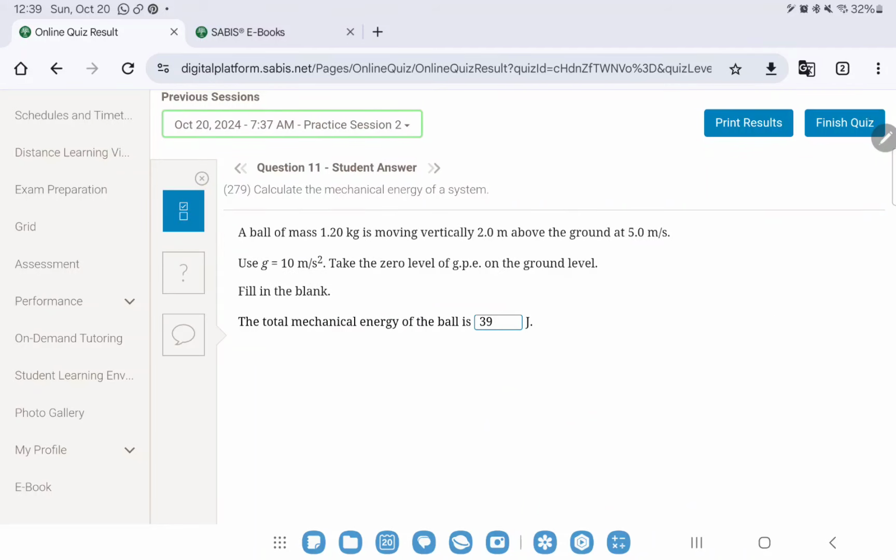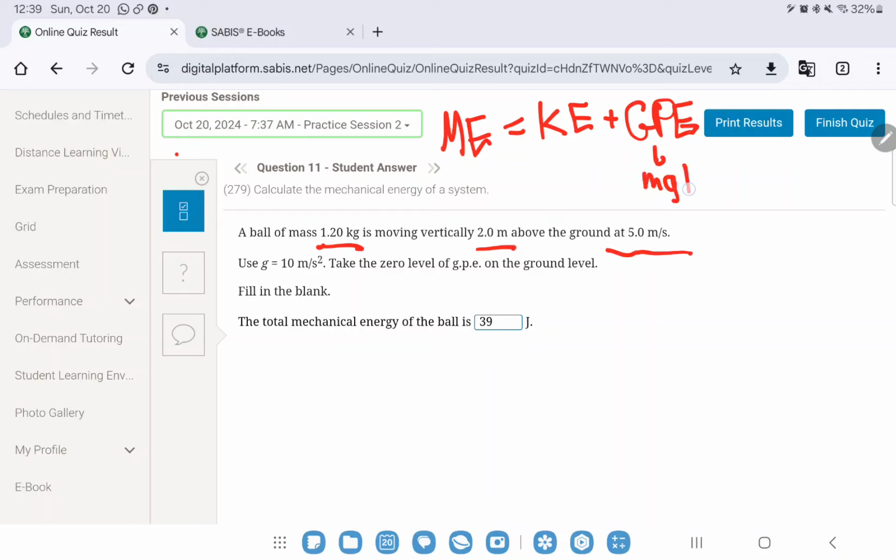Now you have a ball of mass 1.2 kg, vertically 2 meters above the ground at 5 meters per second, and they want the mechanical energy. We know mechanical energy equals kinetic energy plus GPE. So let's first find GPE, which is mgh. Mass is 1.2 times 10 times h, which is 2. You're going to get 24.